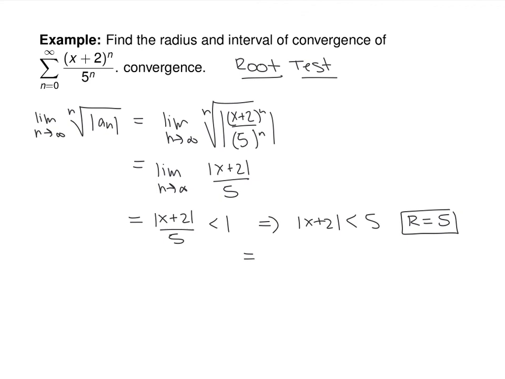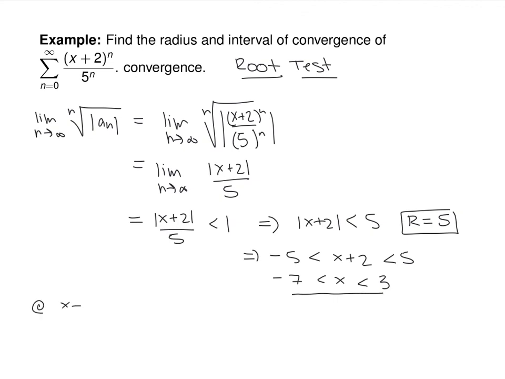And we also know that negative 5 must be less than x + 2, which is less than 5, or negative 7 is less than x, which is less than 3. So that's our preliminary interval of convergence. Let's actually test the endpoints.